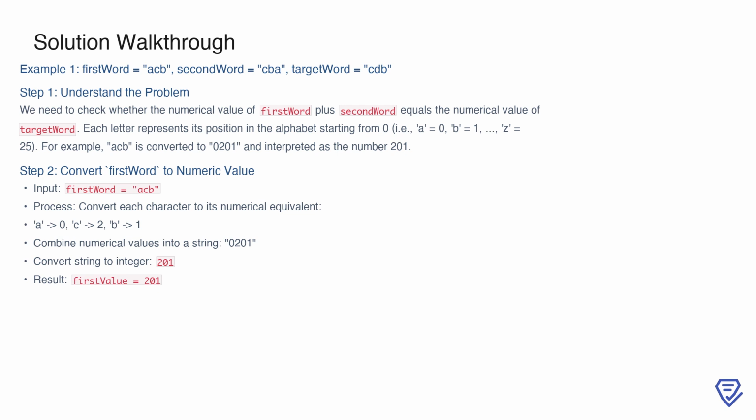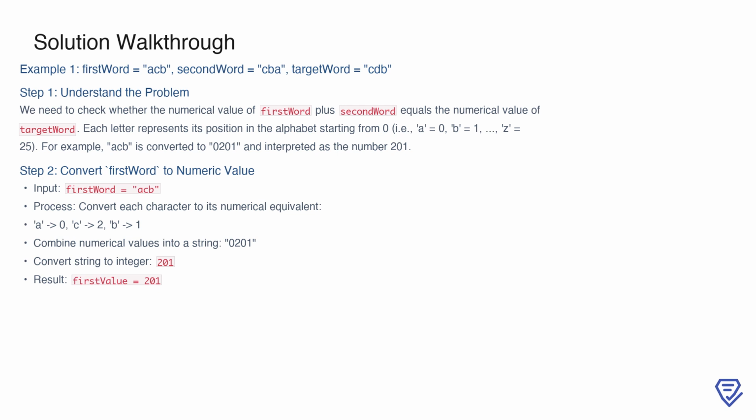In this example, we are tasked with determining if the sum of the numerical values of first word and second word equals the numerical value of target word. To do this, each letter in the string is converted into its position in the alphabet starting from 0, or A is 0, B is 1, and so on.